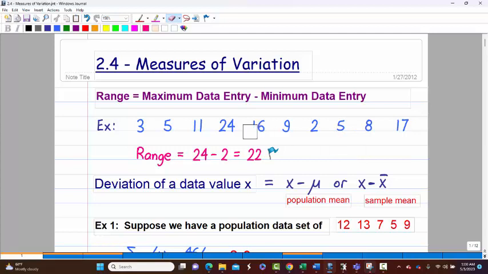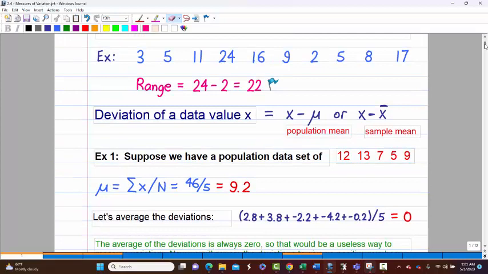so you're just looking for the largest value of this data set, which is 24. The smallest value is 2, so we subtract. 24 minus 2 equals 22. That's really all there is to range, nothing to it.